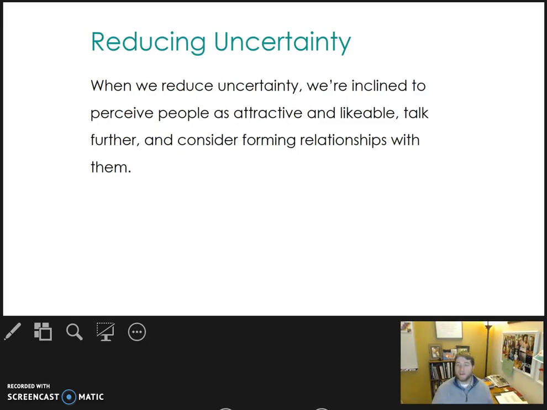Hello, welcome back. Let's keep going with uncertainty reduction theory. So we were saying that when we reduce uncertainty, we're inclined to perceive people in a more positive light. Well, how the heck do we actually reduce uncertainty?